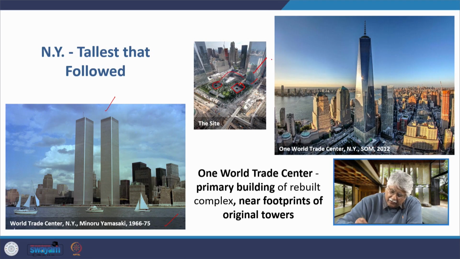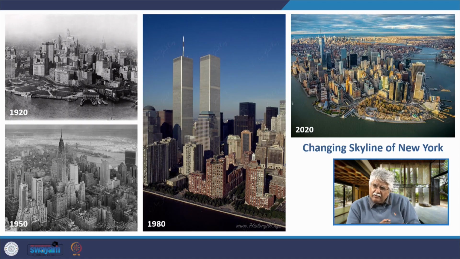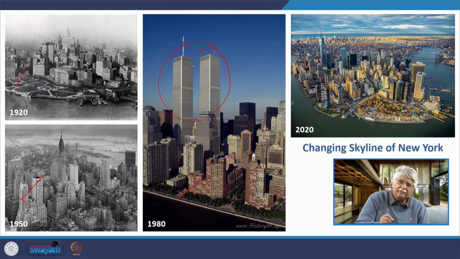This is the One World Trade Center by Skidmore, Owings and Merrill, and it is taller than the earlier two towers of the World Trade Center, and therefore it has been built very near to the footprint of the original towers. See the changing skyline of New York. You see that in 1920, 1950, 1980 and 1980. You see the World Trade Centers. 2020 and World Trade Center is there, and the city has grown even further in the number of skyscrapers it has.